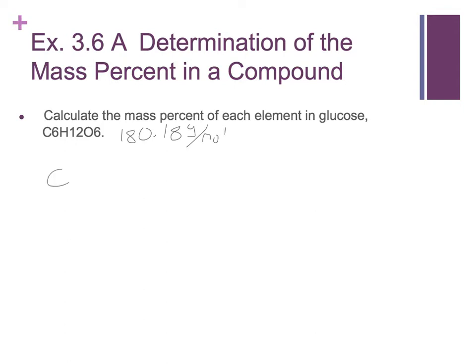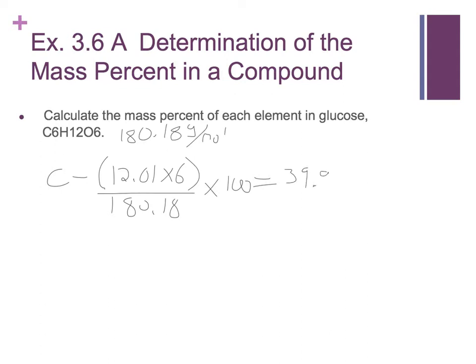So carbon, the mass is 12.01, and there are 6 of them. So carbon has a mass of, you total that up, you get 72, over the total, 180.18. That is the total carbons divided by the total mass, part to whole, times 100%. And the mass percent, 72 out of 180, the percentage of the carbon mass is about 39.99% of that mass.